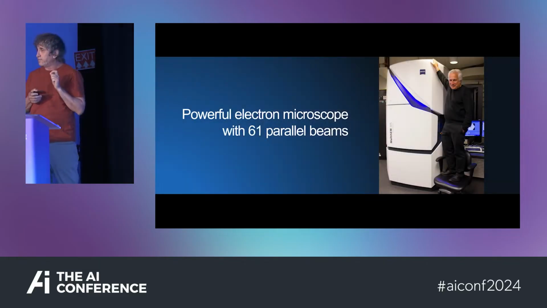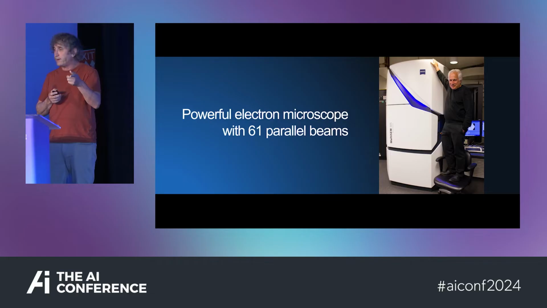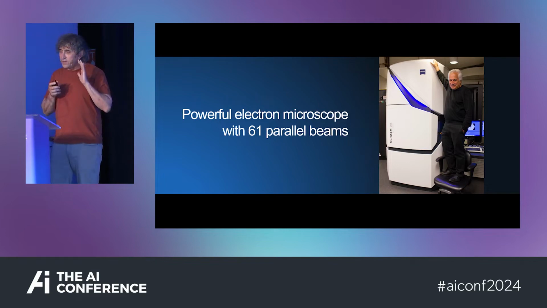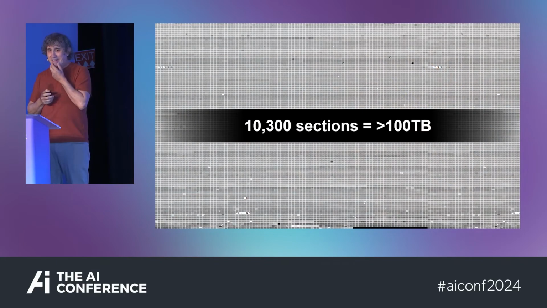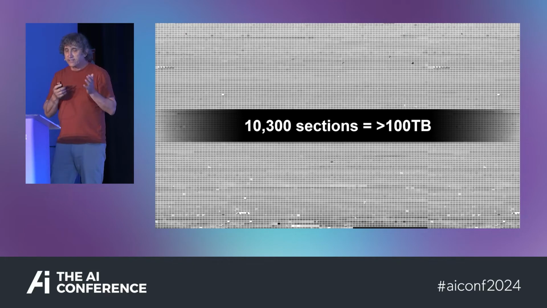Now, we take a very powerful electron microscope. This, by the way, is a picture of my colleague Jeff Lichtman from Harvard. The image is supposed to show you how short Jeff is. With this powerful microscope, we actually image these slices. Here's an example: these are 10,000 slices, about 100 terabytes of imaging of a mouse brain.